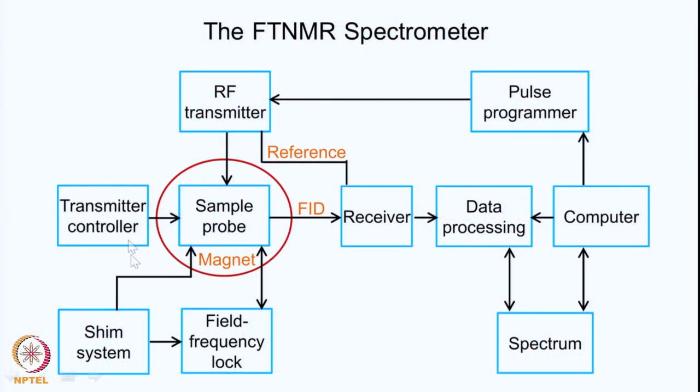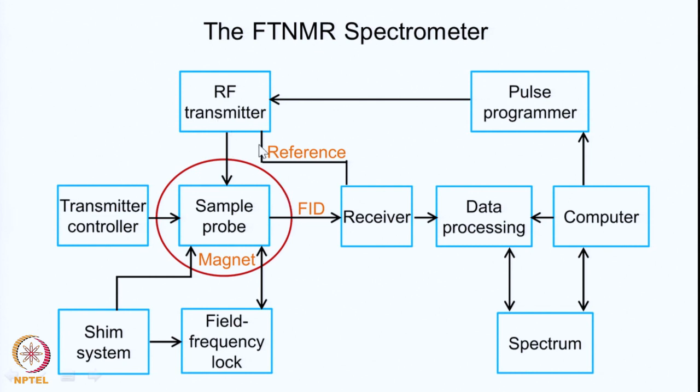We have the transmitter controller as before, the shim system, the field frequency lock, and the sample probe. This lies in the magnet, and today we can have magnets of a different type. We have superconducting magnets which can produce very high magnetic fields with very high stabilities. And then you have the RF transmitter that produces the pulse, and this RF frequency is also applied to the receiver here, which means that we actually detect the signal in the rotating frame.